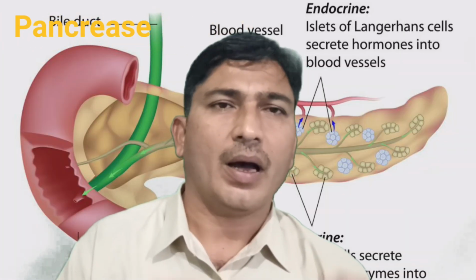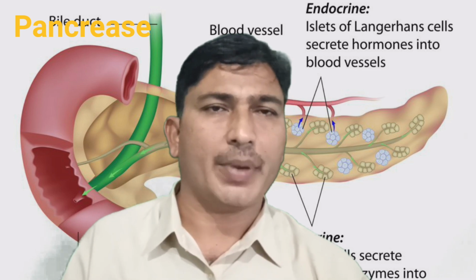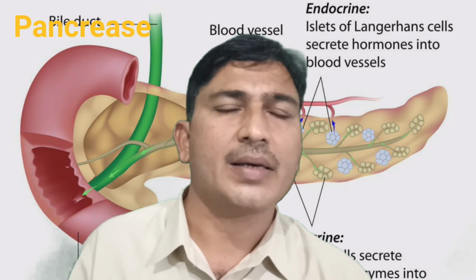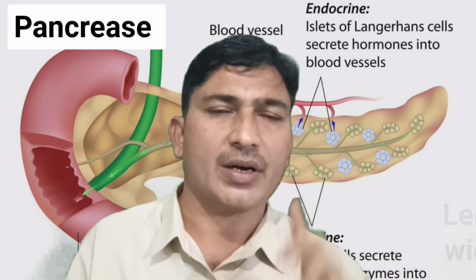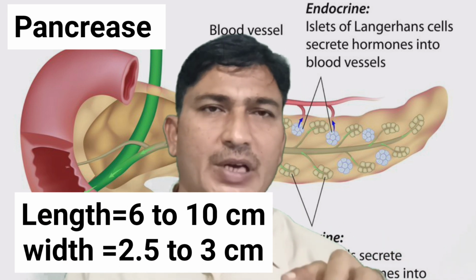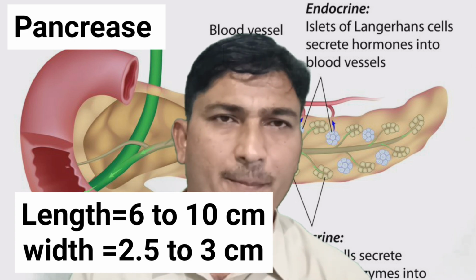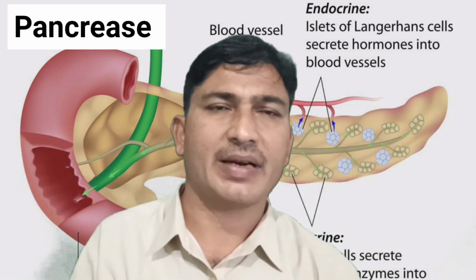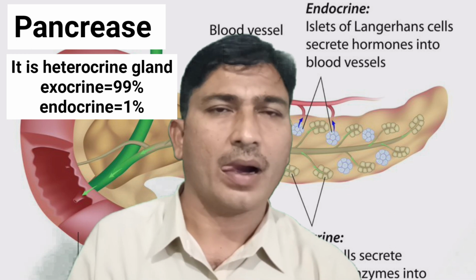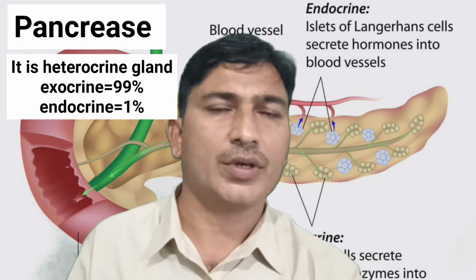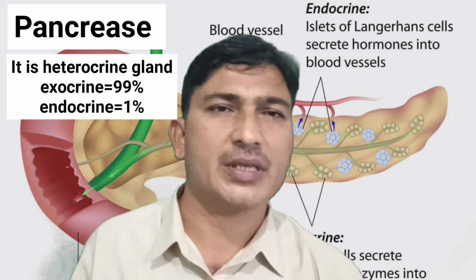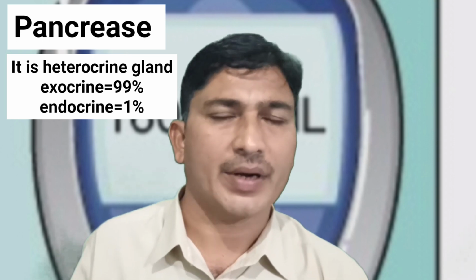Dear learners, an organ lies inside our body behind the stomach, a leaf-shaped organ called the pancreas. The pancreas is about 6 to 10 centimeters long and 2.5 to 3 centimeters broad, a yellowish structure lying behind the stomach. It performs both exocrine as well as endocrine functions. 99% of the function of the pancreas is exocrine, meaning it releases enzymes through the duct into the small intestine where it performs digestion. But only 1% of the function of the pancreas is endocrine.